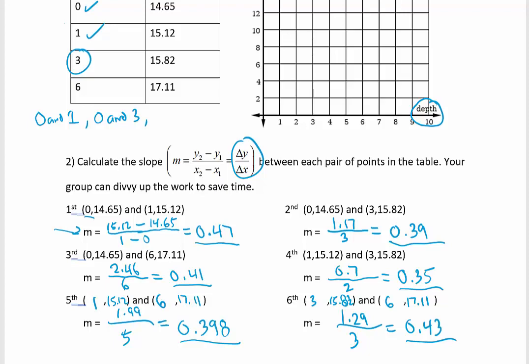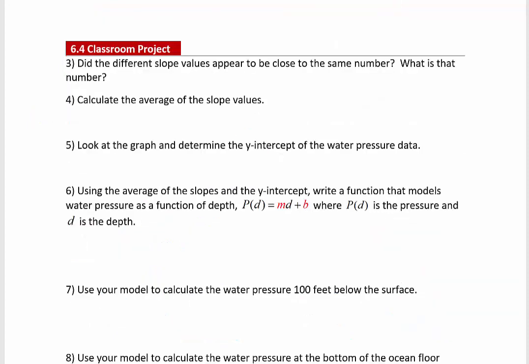We call that a linear relationship, and that's what we're getting here, and we're actually going to be able to graph a line that represents this pressure versus depth. Okay, so now we're ready to do the next part of this. I kind of already alluded to this, question 3.